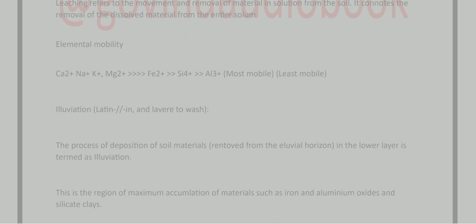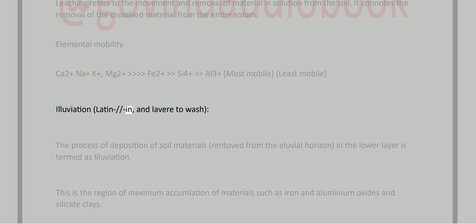Leaching refers to the movement and removal of material in solution from the soil. It connotes the removal of the dissolved material from the entire soil. Elemental mobility: Ca2+, Na+, K+, Mg2+, Fe2+, Si4+, Al3+, from most mobile to least mobile.